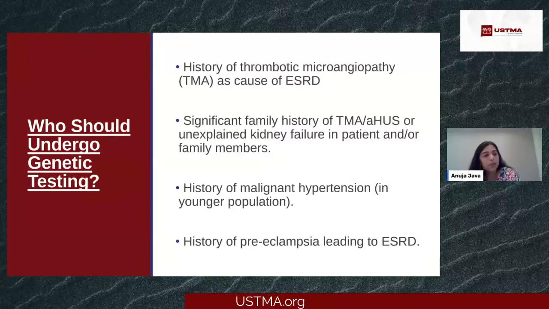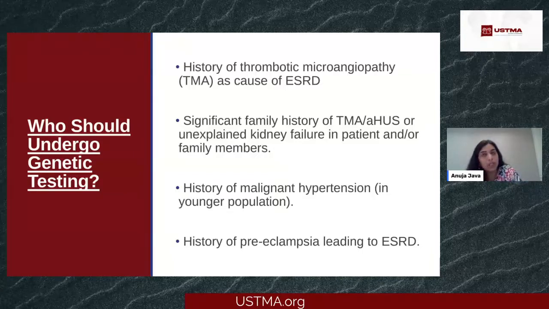So that brings me to who should undergo genetic testing. Of course, the obvious answer is that if you have a history of thrombotic microangiopathy, if there is a concern for atypical hemolytic uremic syndrome based on your clinical features, if there is a family history of thrombotic microangiopathy or atypical hemolytic uremic syndrome. The two other important things that are often missed is that if there is a history of severe hypertension in younger patients, I often see patients who come to me for a transplant evaluation.